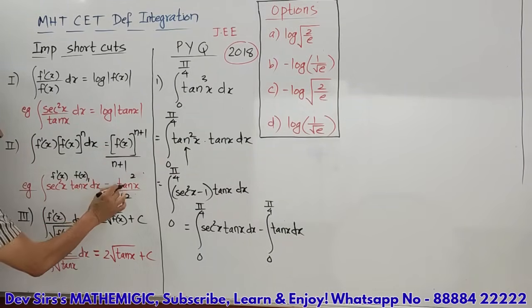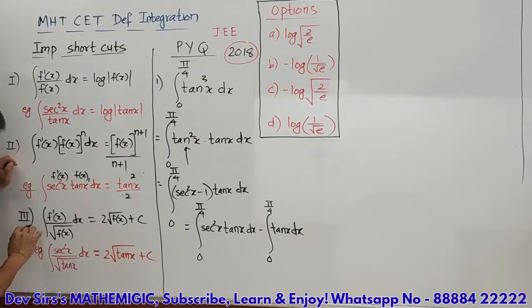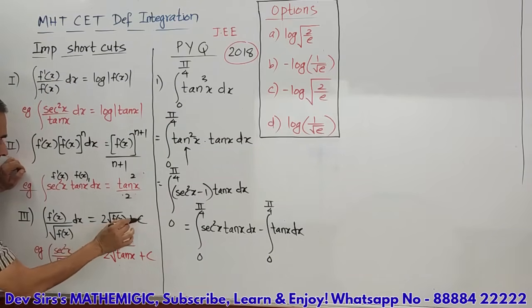Fx raised to n plus 1 upon n plus 1. But when the functions are present side by side, function and derivative. And thirdly, again, quotient है, denominator, f dash x upon the root of fx. In the earlier sum it was f dash x upon fx, log of fx. But f dash x upon the root of fx you get 2 root fx plus c. For example, sec squared x upon the root of tan x, 2 root tan x plus c.